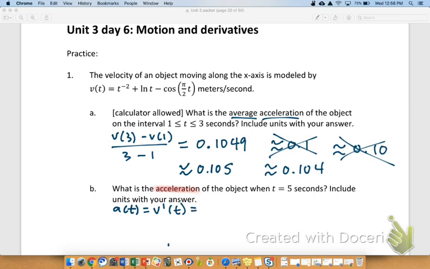And let's check your derivative here. Did you guys get negative 2t to the negative 3 plus 1 over t? And then, gosh, should be what? Plus pi over 2 sine of pi t? Does that look about right?